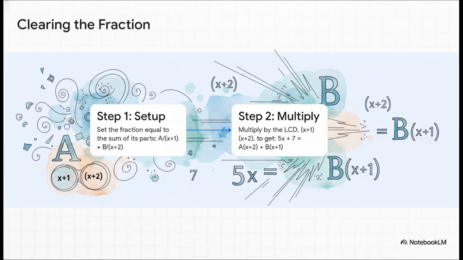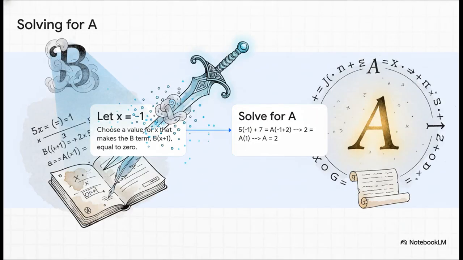First things first, we write down the form we're trying to find, with our unknown constants, a and b, sitting on top of the factors from the original denominator. Then, to make our lives a whole lot easier, we multiply everything by that common denominator. And just like that, all the fractions disappear, leaving us with this much friendlier equation to work with.